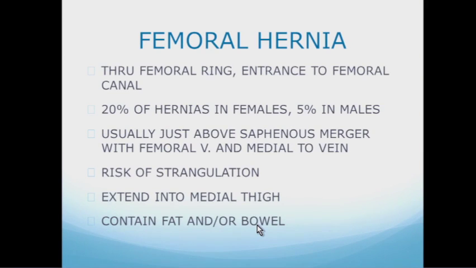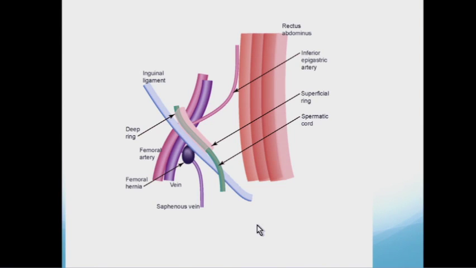A femoral hernia passes through the femoral ring at the entrance to the femoral canal. It amounts to about 20% of hernias in females and about 5% in males. It's usually just above the merger of the saphenous vein with the femoral vein, and usually it's just medial to the vein. There's a risk of strangulation, and in a worst case, these will extend into the medial thigh and cause a lump in the thigh. They can contain fat and or bowel. They need to be fixed.